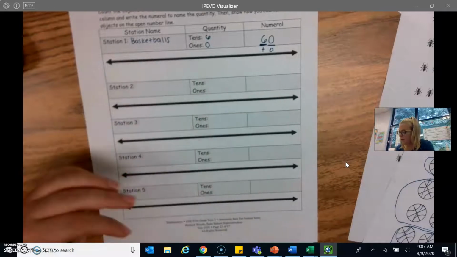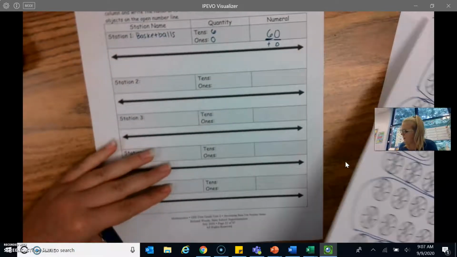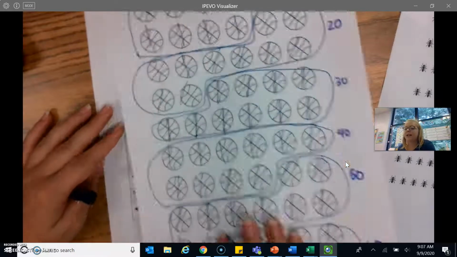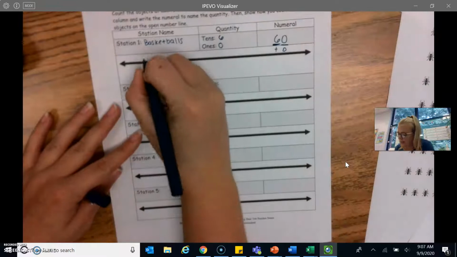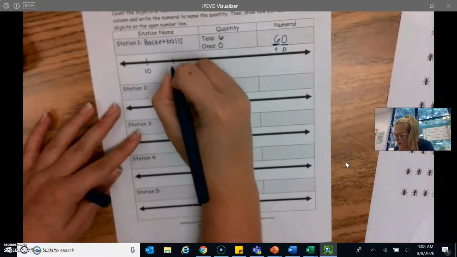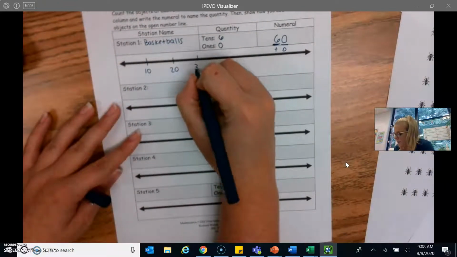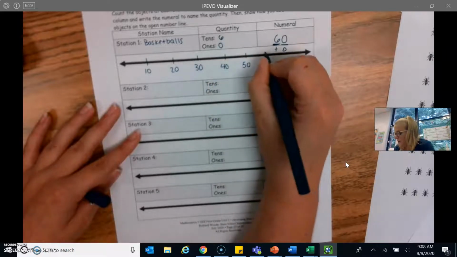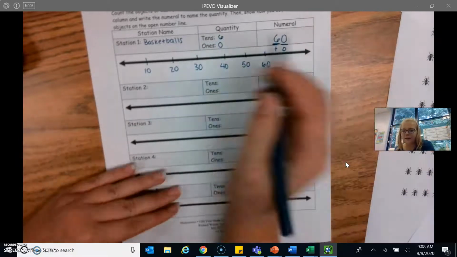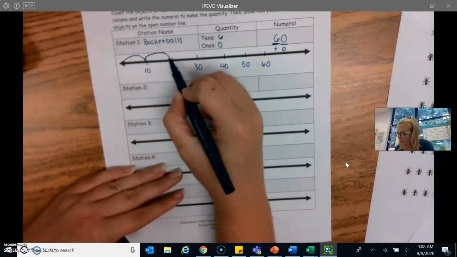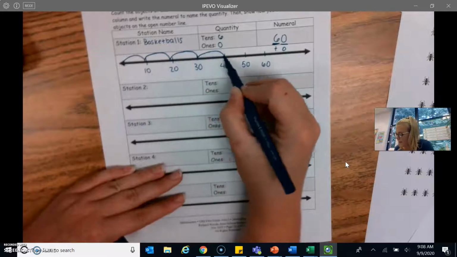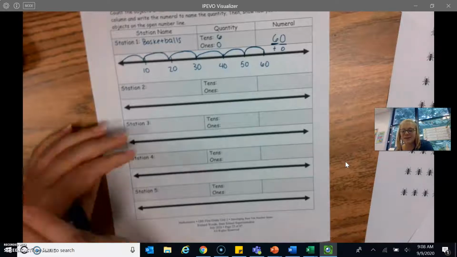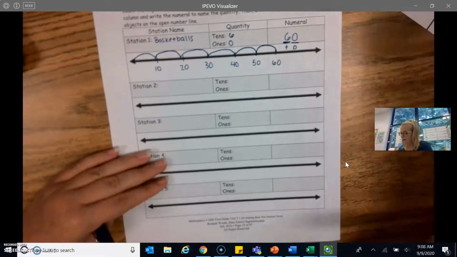Alright, now on the number line I'm going to show how I counted it. How did I count mine? I counted mine by circling groups of 10s, right? So on the number line I'm going to do a dash. Do 10, 20, 30, 40, 50, 60, because that's how I counted it. Then I'm going to jump. I did 10, 20, 30, 40, 50, 60. Good job. Alright, so that was station 1.